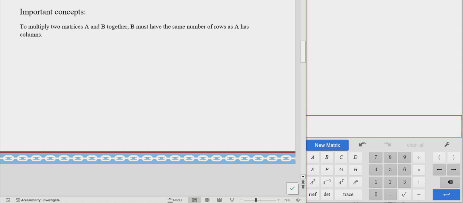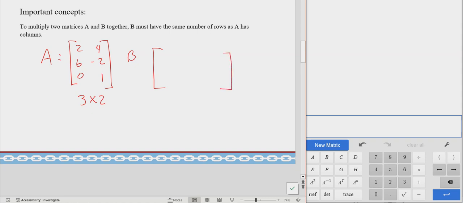So let's just make up a situation here. We have matrix A has 3 rows and 2 columns. Right, so we'll just make up some data here. And we are going to multiply matrix A by matrix B. And let's just write our dimensions down here. This is a 3 by 2 matrix. And matrix B is a 2 by 4 matrix.